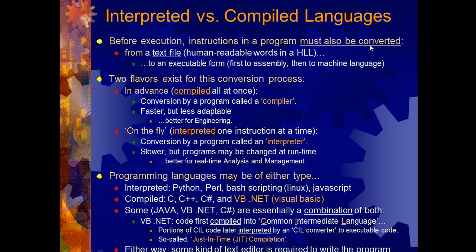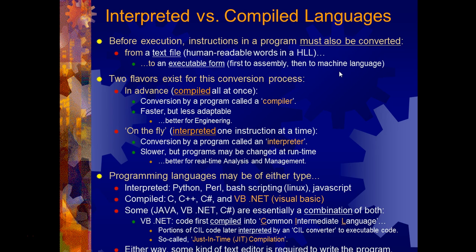So as we said, we're talking about writing programs in high-level languages, so it looks like English, sort of. But as we said, the computer can't understand that, so it has to be converted into machine language, into zeros and ones. So we start out with a text file, so that's human readable words in a high-level language, and we have to convert it to an executable form, basically, first to assembly language and then to machine language. Executable means that the computer can understand it and run it.